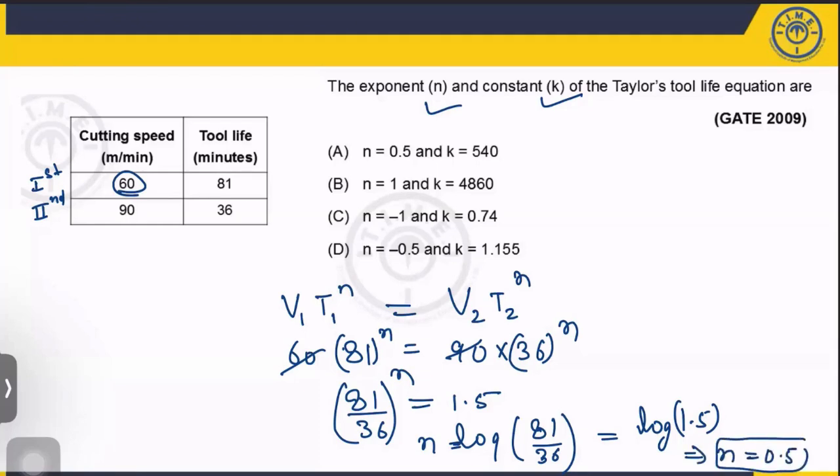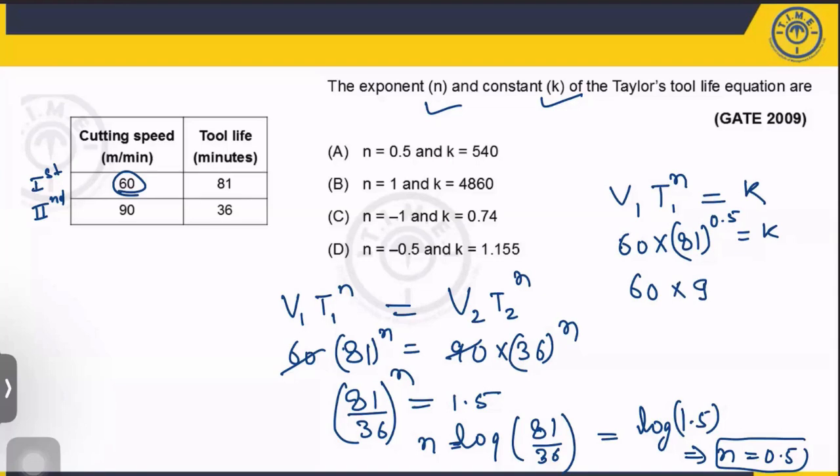So only one option is there. You can easily mark the correct answer A. But let's calculate the K value also. Okay. So V1 T1 to the power of n is equal to K. So what is the velocity V1? Either you can consider V2 T2 to the power of n is also K. You will get the same answer. So V1 is 60, T1 is 81 to the power of 0.5. So 60 times 81 to the power of half. That means, can I write, this is 9 only. So K value is 540. Very good, Jagan. Your answer is correct.